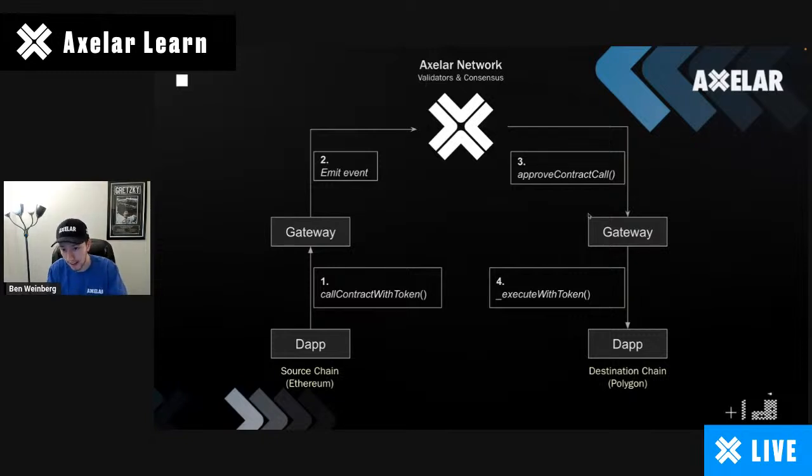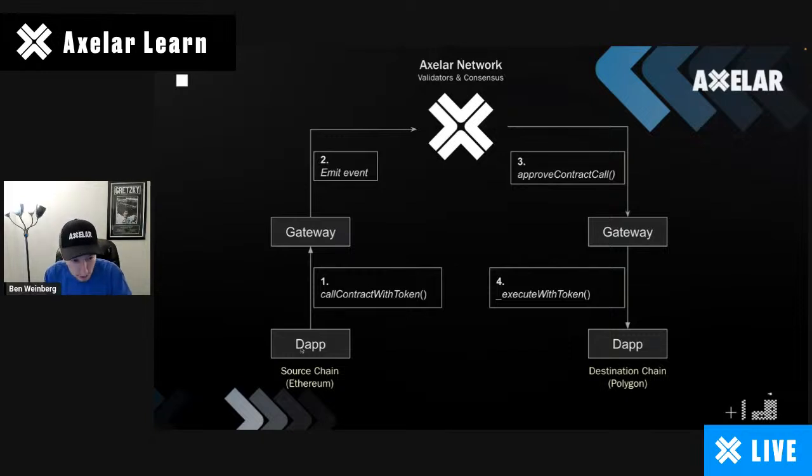It'll then notify the gateway contract on the destination chain. Remember, every single blockchain which is connected to Axelar has a gateway contract on there. So the Axelar network notifies the gateway on the destination chain that they have approved and come to consensus about this message that was sent. The gateway then via a relayer will call a function called execute with token, which will live on our dApp. And then we can run whatever logic with that message that has come in. So in the case of a hello world message, we can just emit an event on our destination chain that says hello world.